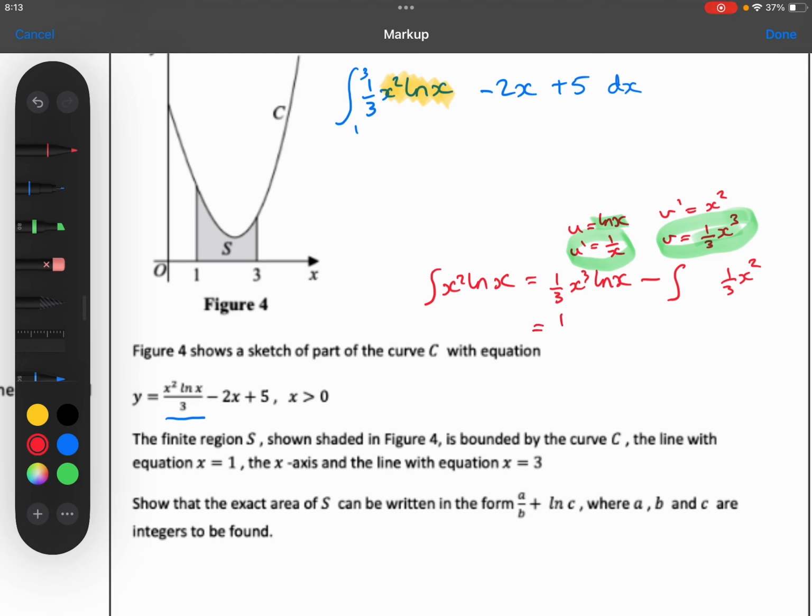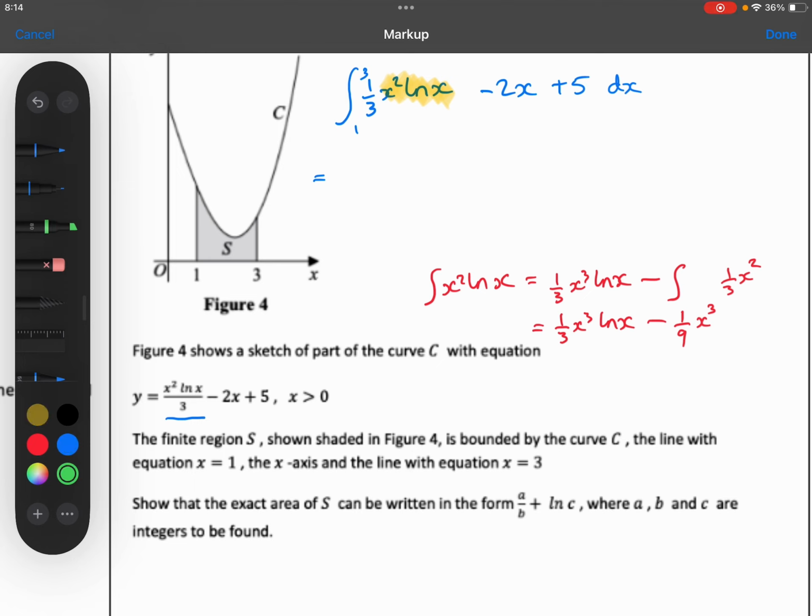Which I can integrate easily. Add 1 to the power to get x cubed, divide by the new power, divide by 3, and that 1/3 becomes 1/9. So I've got that the integral of x squared ln x is the same thing as this. And I've got 1/3 of that.